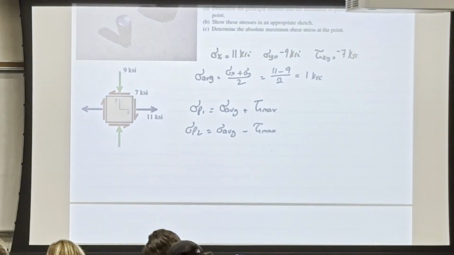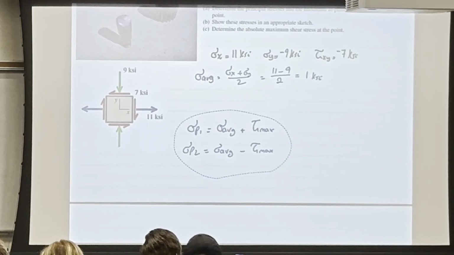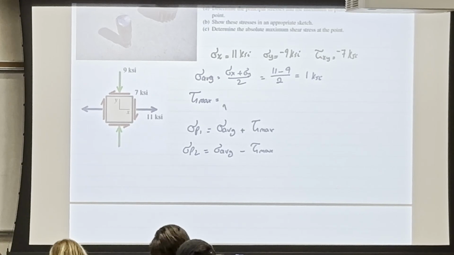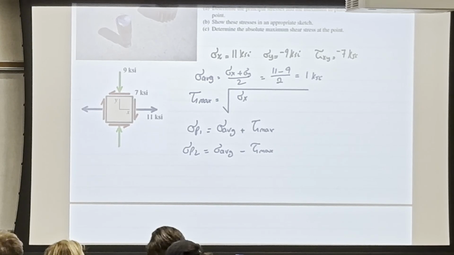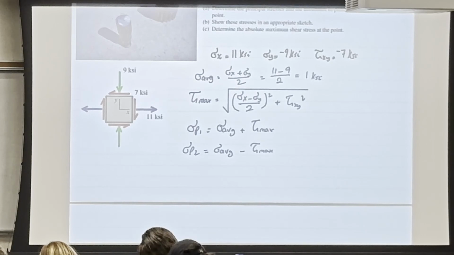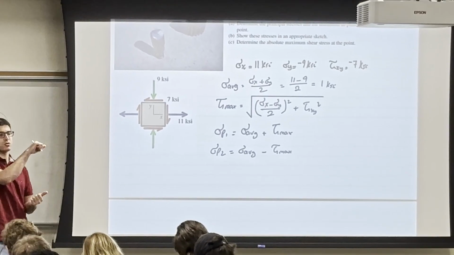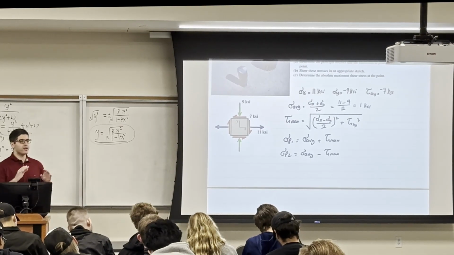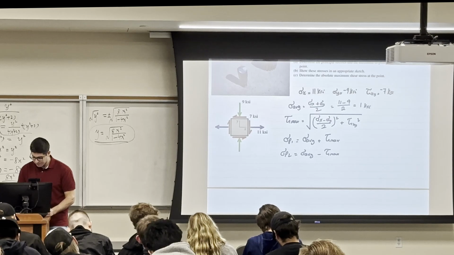Second thing, I wanted to find tau max. So tau max is equal to the square root of, and a common mistake is that you say sigma x plus sigma y. No, it's not sigma x plus sigma y, it is (sigma x minus sigma y) over 2, and this is squared, plus tau xy squared. Where did I get this equation? It was from the hypotenuse of the triangle that I mentioned before. So hopefully you know where everything came from, and hopefully everything makes sense now.